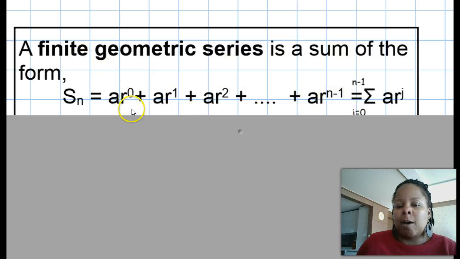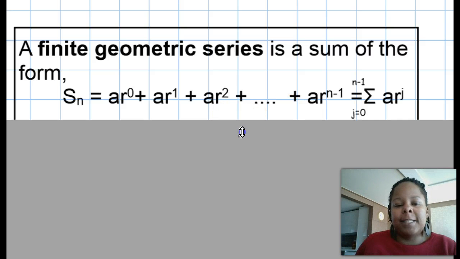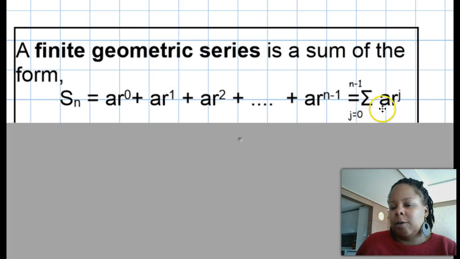Well, in this case, they start off with r raised to the 0 power, so it's still n terms. It just starts off with the 0th term, which is the initial term, and goes all the way up to the n minus 1 term. And so, of course, I can represent this series by the summation of the geometric sequence representation. As you can see here, j starts at 0 and goes all the way up to n minus 1. So that is a series of values.